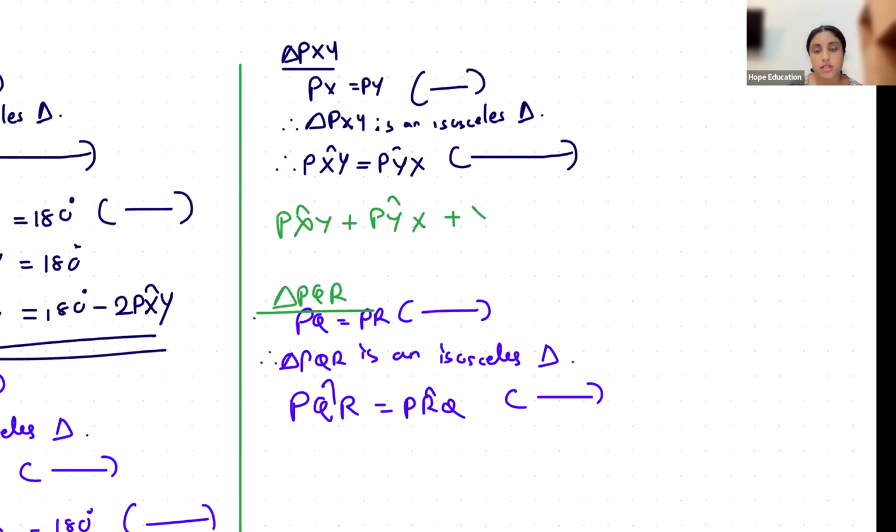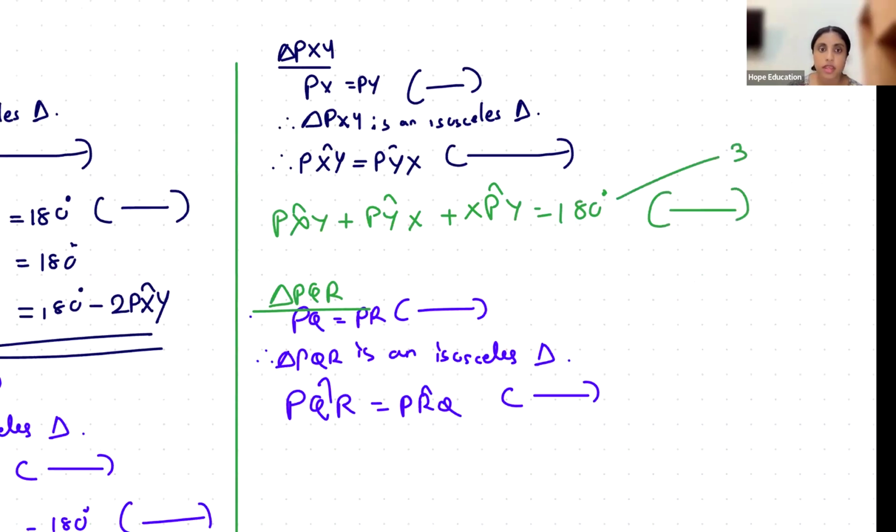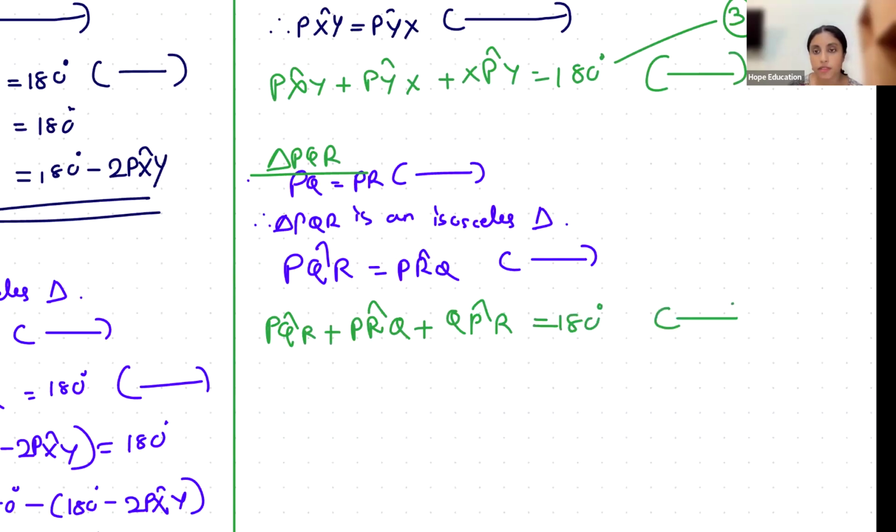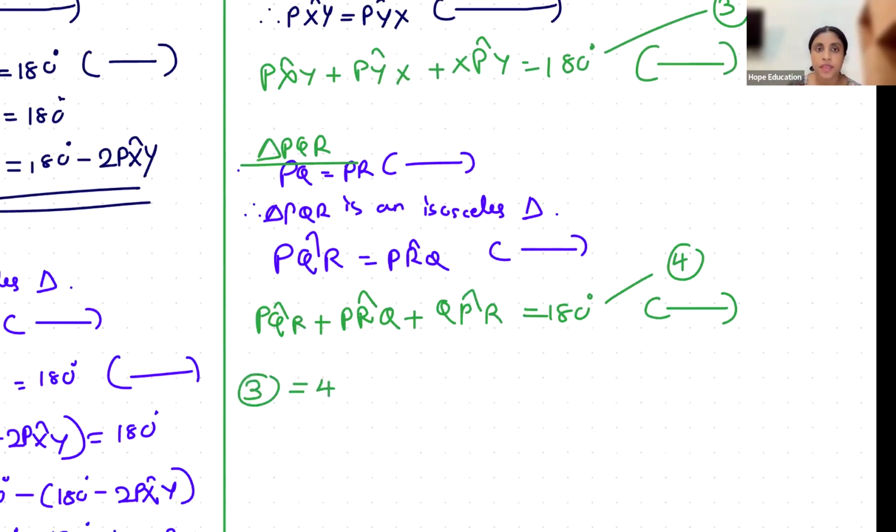XPY equals 180. You can write interior angles of a triangle and label this as equation number 3. Here PQR plus PRQ plus QPR equals 180, interior angles of a triangle. Label this as 4. Now both of these are equal to 180. Therefore you can see equations 3 and 4 are equal. So these two parts are equal.